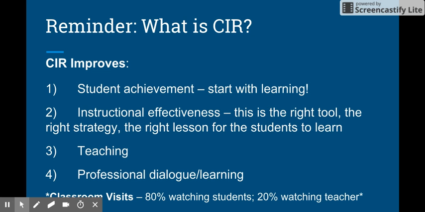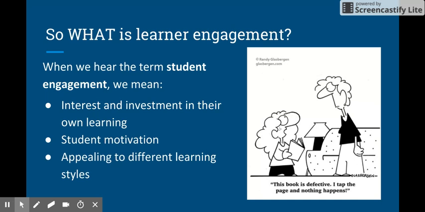Again, when we are in rooms observing, it is 80% watching students, 20% watching the teacher. So it's really about watching the learning and giving you another set of eyes as to what is going on as a result of your carefully designed instruction.